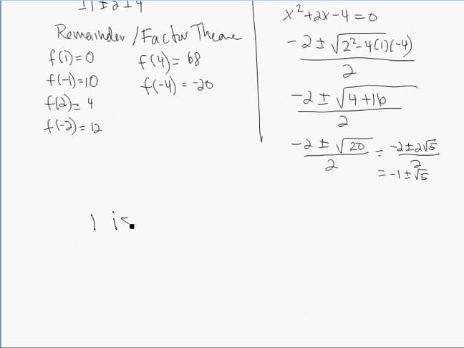So 1 is an integer, and -1 plus or minus the square root of 5 is irrational.